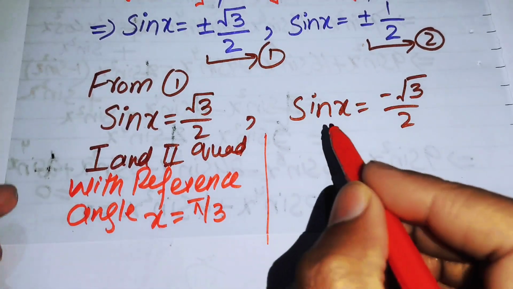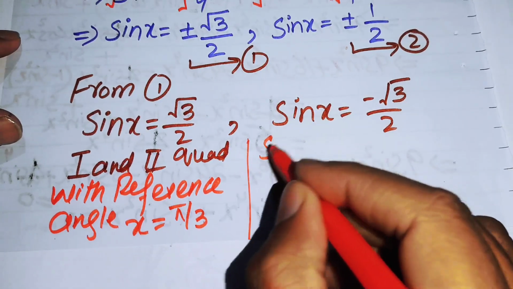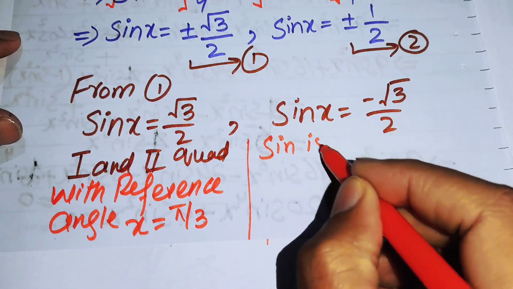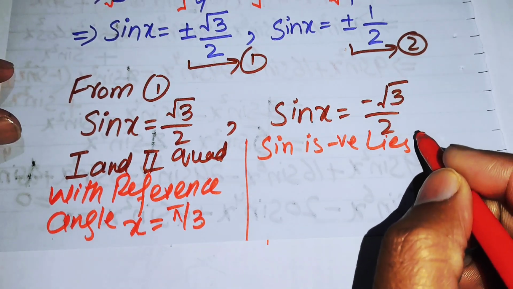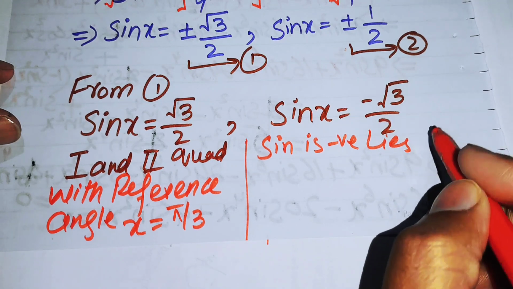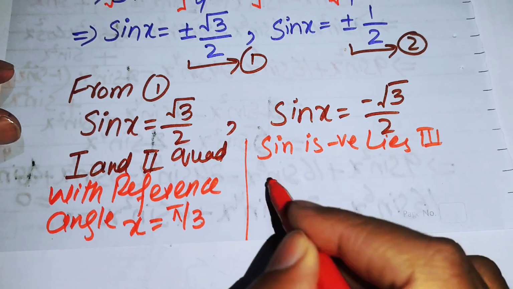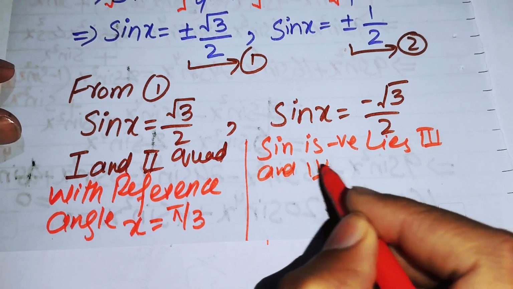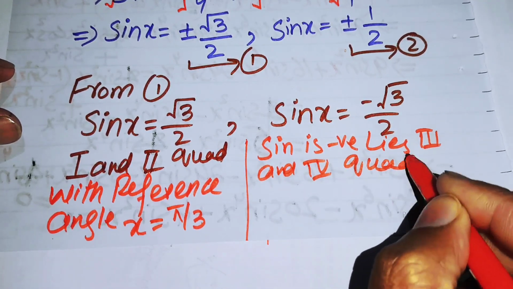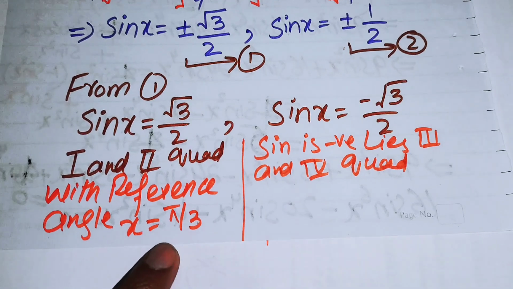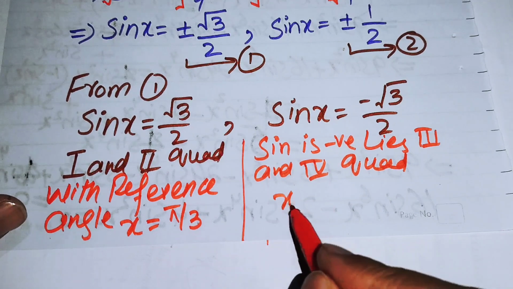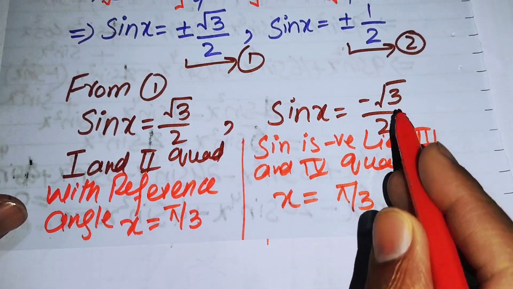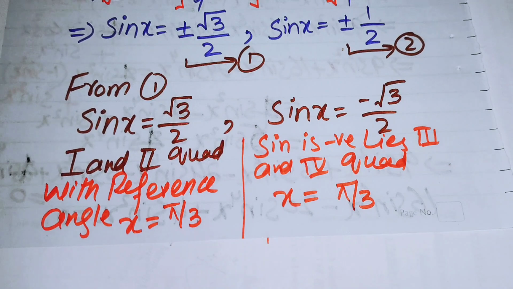And similarly in this case you will see here sine is negative, and sine negative lies in the third and fourth quadrant with reference angle. So here you have the reference angle x equals to pi over 3, because it is again square root 3 over 2. So the reference angle in both of the cases is the same.